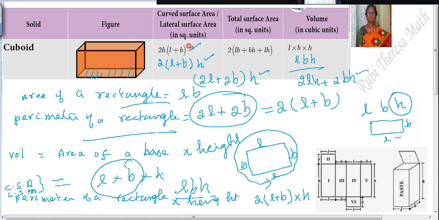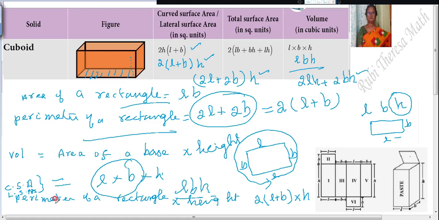Do you follow? You can write any one of these forms. I wrote the same formula in 4 forms. First one is 2H into (L plus B). Otherwise, you can write 2 into (L plus B) into H. Otherwise, (2L plus 2B) into H. Otherwise, 2LH plus 2BH.